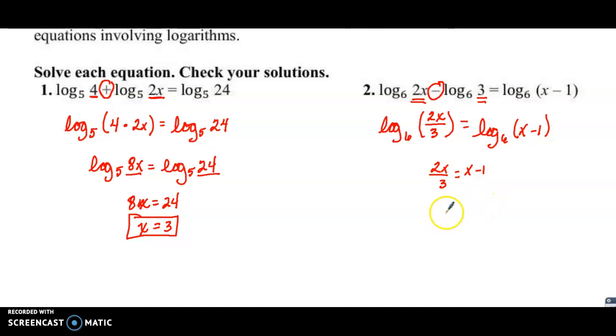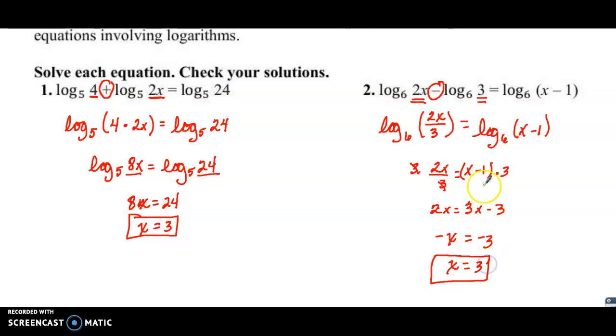I could get my 3 out of my denominator by multiplying both sides by 3. I'm going to multiply this whole side by 3, so here they cancel. That gives me 2x equals 3x minus 3. When I subtract my 3x over, I get negative x is equal to negative 3. Then divide by my negative, and x must be 3. And notice we need to double check here. If I plug a 3 in, 3 times 2 is 6. That's positive, I'm good. 3 minus 1 is 2. That's good as well. Okay.